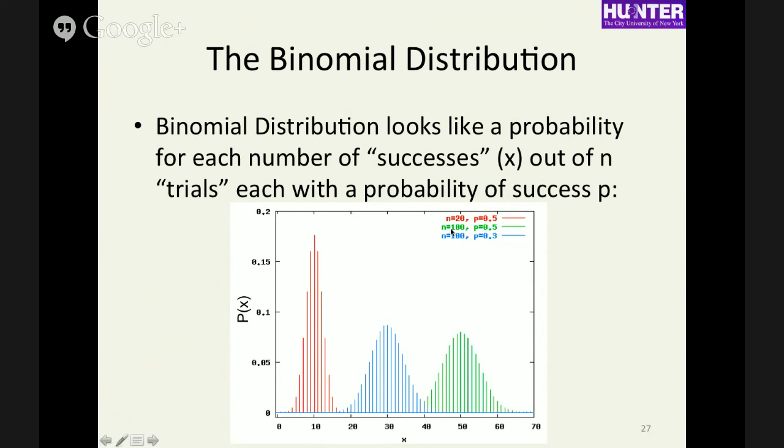As you increase the number of trials, the green one up to n equals 100 with a probability of 0.5 just shifts and broadens the whole distribution. With n equals 100 and a probability of 0.3, it shifts, but you'll notice it has exactly the same spread as the previous case with probability of 0.5. And we'll get to that under the large sample approximation.